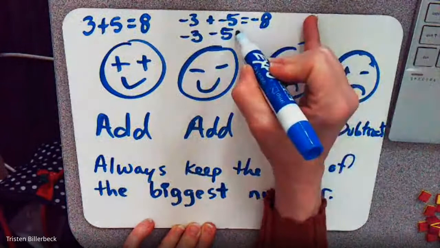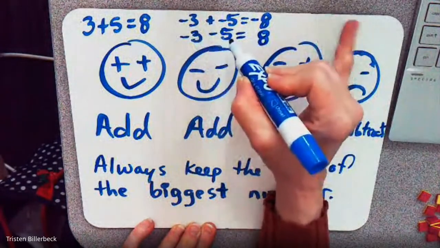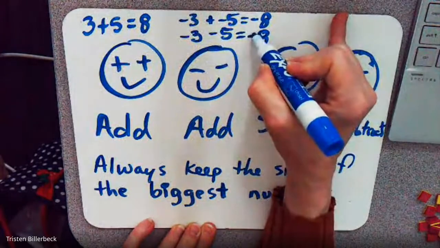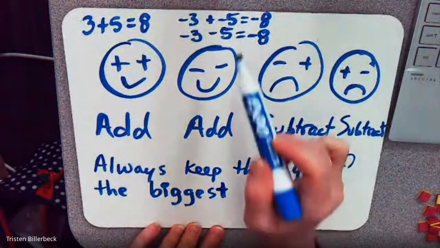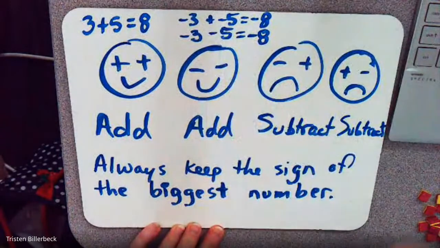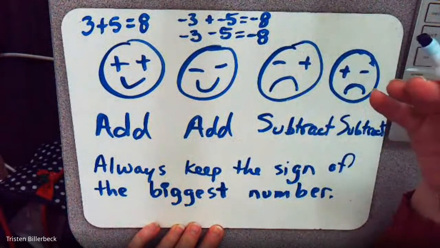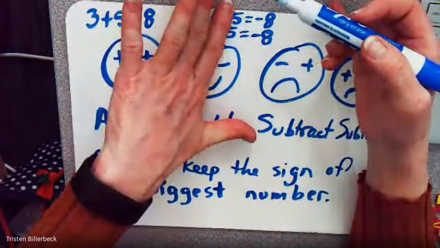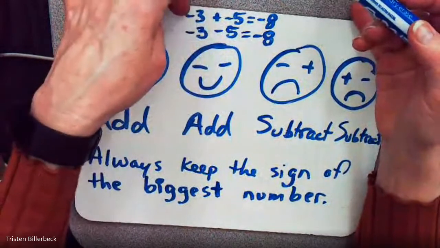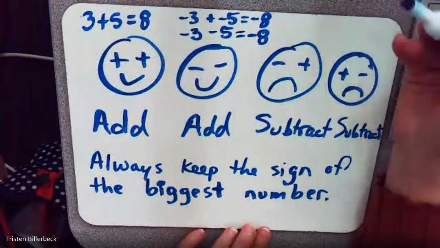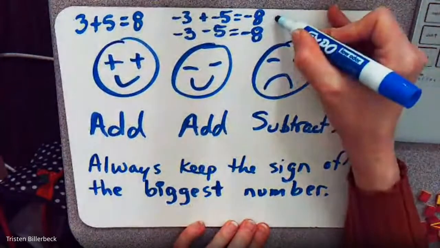So we add them together, and of 3 and 5, 5 is a larger number, so it's negative in front of it, and it's negative again. So we're keeping the sign of the bigger number, the biggest number without the sign. So when we look at the bigger number, it's 5, not negative 5, because negative 5 is obviously smaller than negative 3.